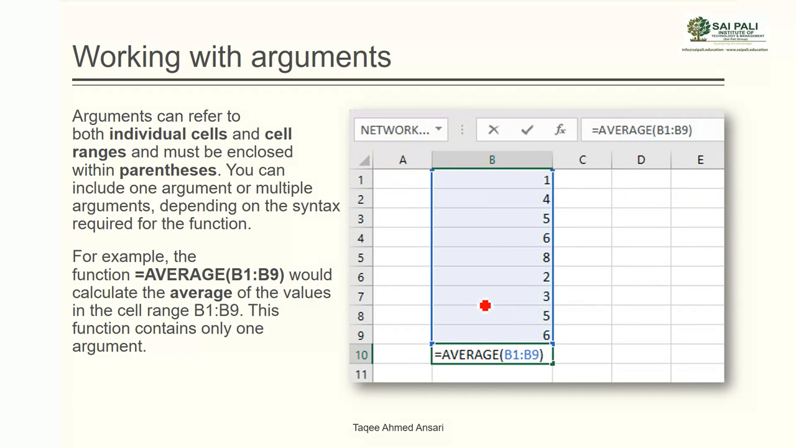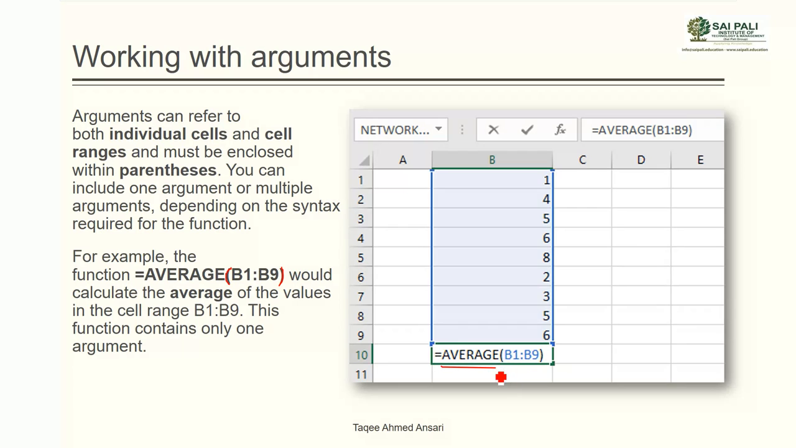Arguments can refer to both individual cells and cell ranges, and must be enclosed within parentheses. So when you are mentioning the argument, it must be enclosed with parentheses. If you don't give the parenthesis on one of the sides, then again it is a syntax error. Depending on the syntax of the function, you can give the arguments, whether it accepts one argument or multiple arguments. For example, this function is called AVERAGE.